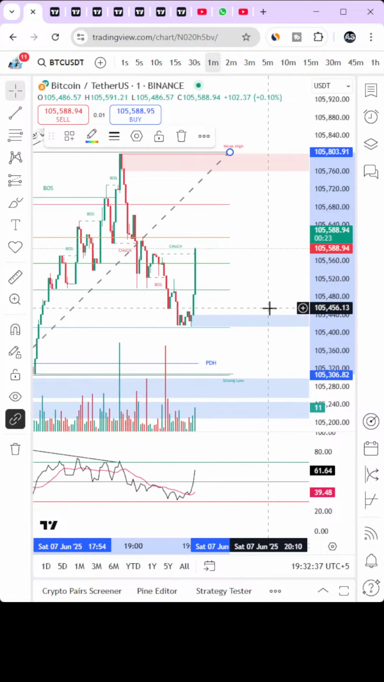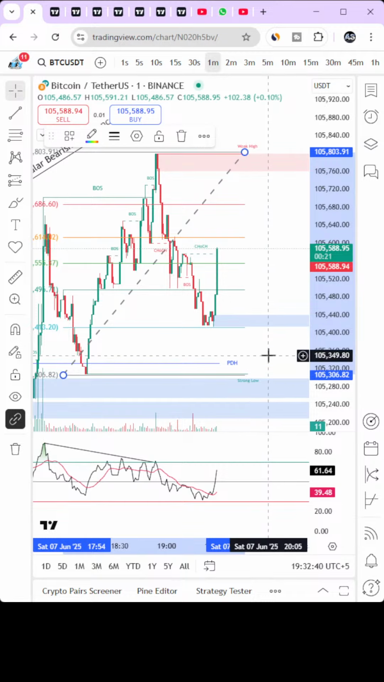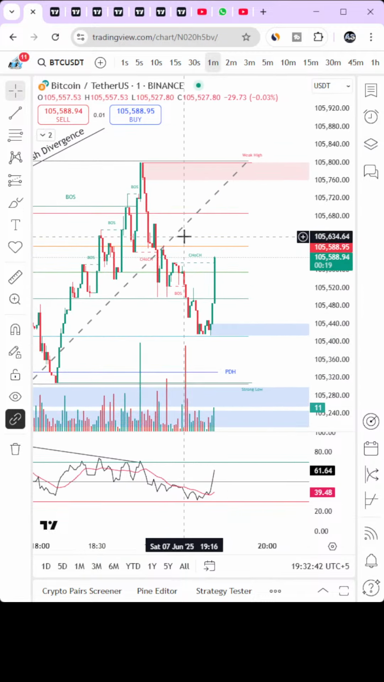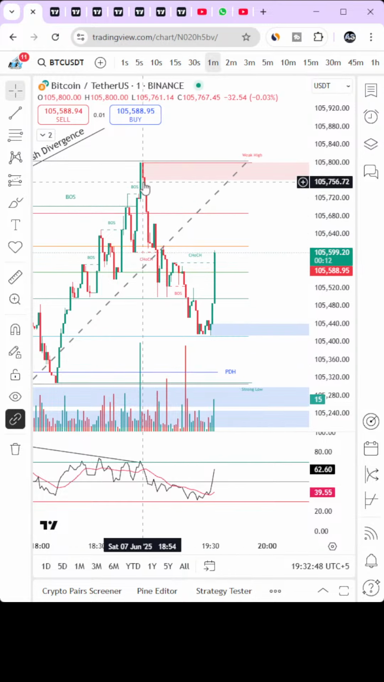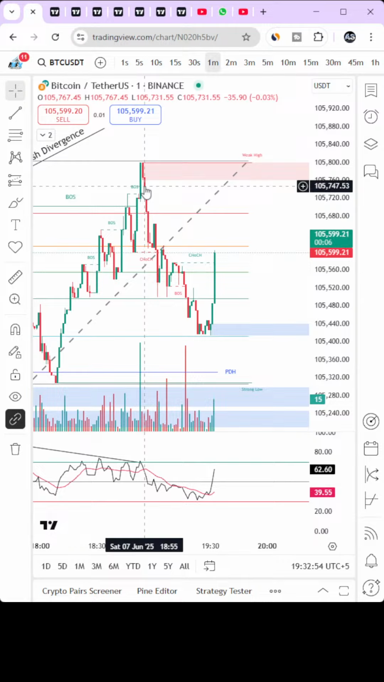Now what we have to see here, now we have two options here. Either the market can return back for the sell side after filling these fair value gaps, the first fair value gap and again this second fair value gap.